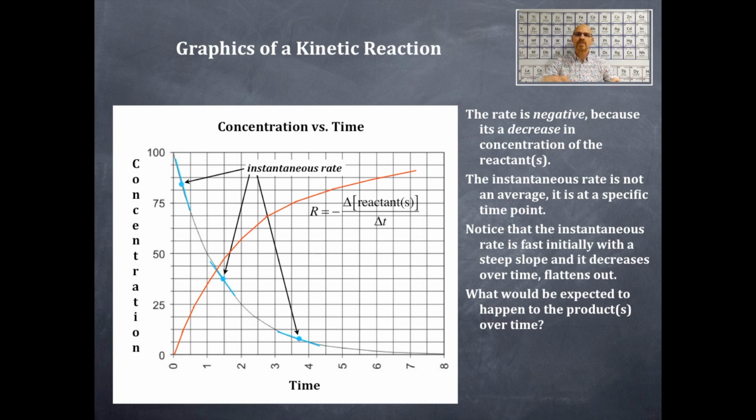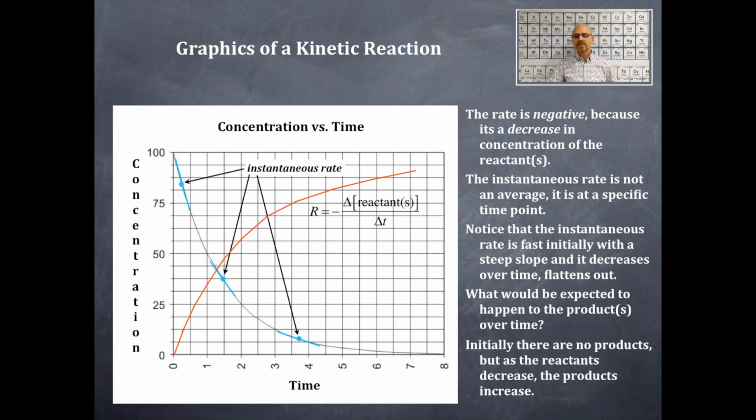So if you imagine like a classroom full of students, you have some males, you have some females, and they all have to form a couple together. So once you start forming couples and they leave the room, then there's fewer and fewer individuals to form couples over a period of time. And so that's why the reaction takes a longer period of time. Initially, there are no products, but as the reactants decrease, the products increase. Hopefully that graphic makes sense to you.